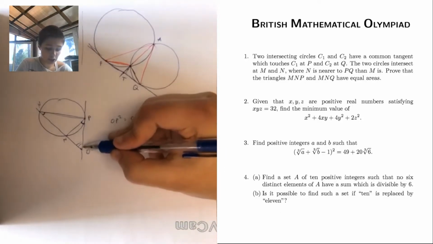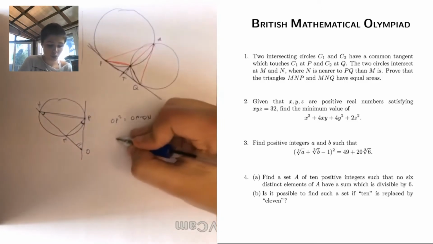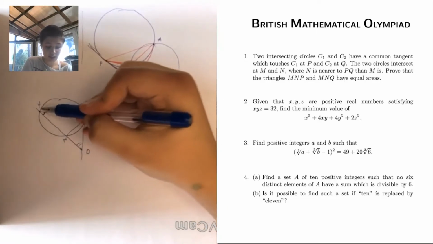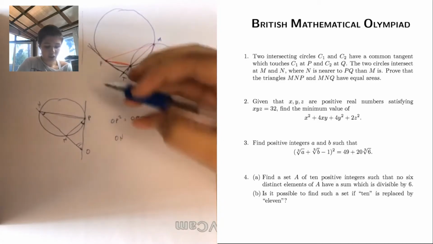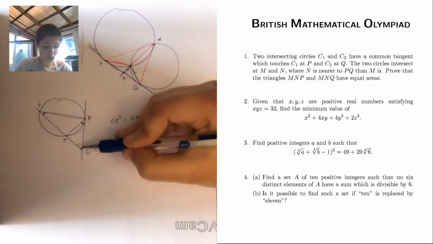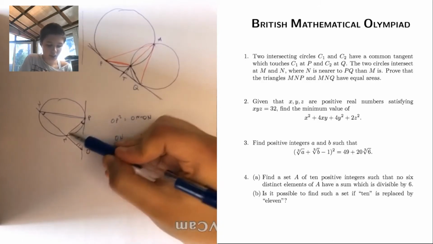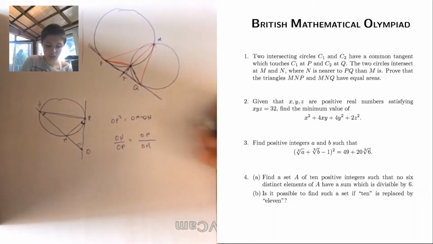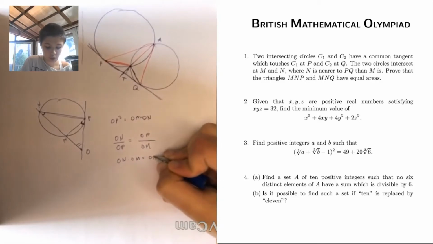And so this is going to mean that the long side of the big triangle, so ON, divided by the side of the big triangle that's opposite the angle that I denoted, so OP, ON over OP, is equal to the long side of the small triangle, so OP, over the side of the small triangle that's opposite to the angle that I denoted, so OM. And from this you have that ON times OM is equal to OP squared.